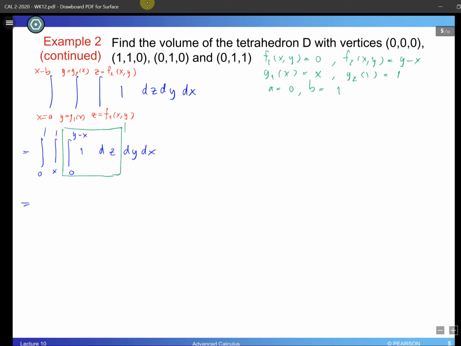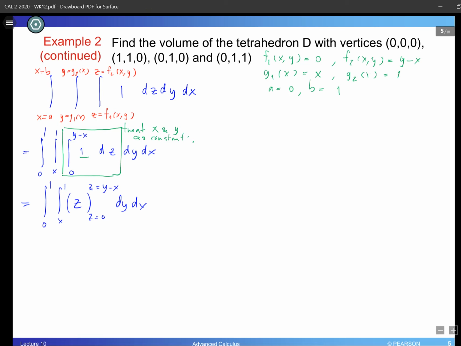We treat y and x as constant. Okay, so integrate 1 with respect to z. This one is easy. So we are going to get just z right here, and we evaluate this at two values of z. z equal to 0 and z equal to y minus x. And we still need to integrate this twice with respect to y and x. The limits are the same, 0 to 1, still the same.